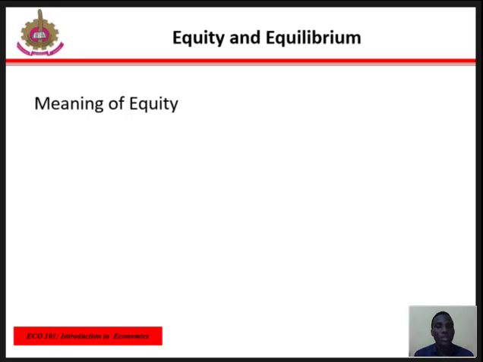Next on our learning outcome is equity and equilibrium. Equity relates to how fairly income and opportunity are distributed between different groups in the society.